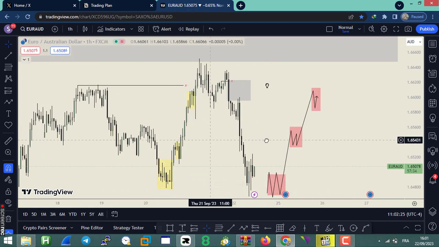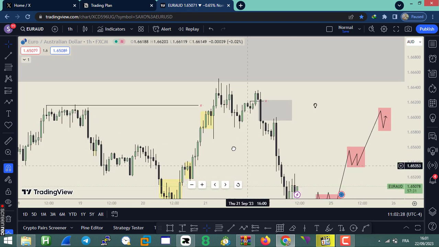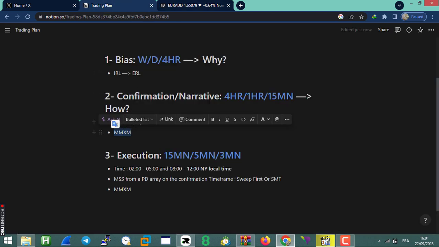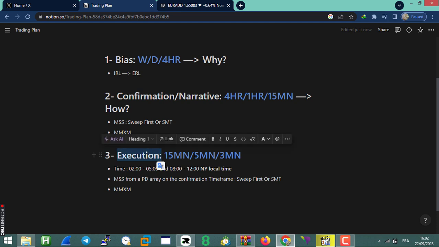And as you can see here, we have satisfied the second step, which is the confirmation. So now we have the bias. We confirmed that bias. And now what is left is the execution. For the execution, I'm going to use the 5-minute time frame. So the first thing on the execution, we have the time.